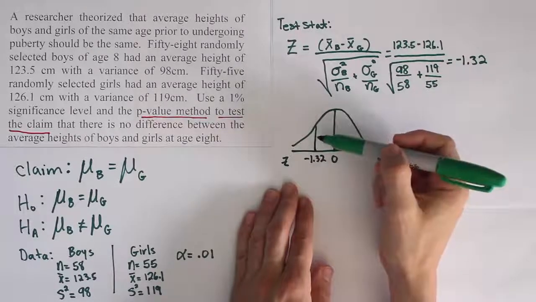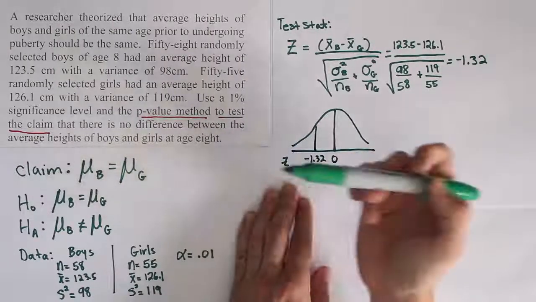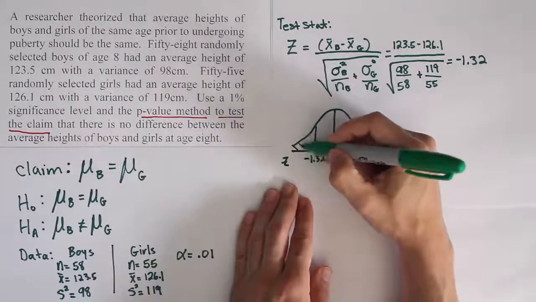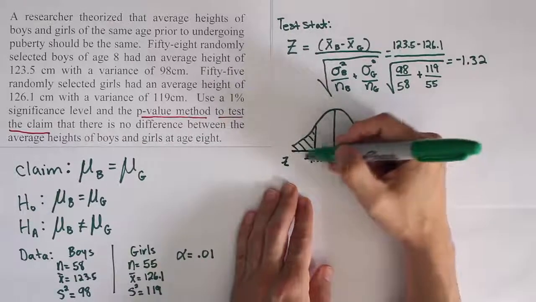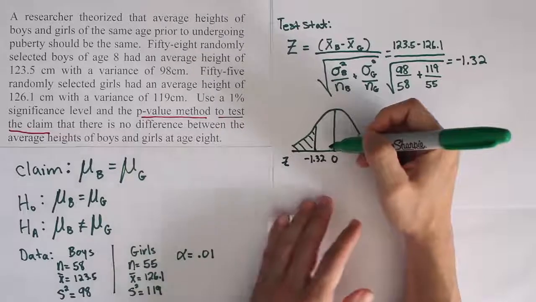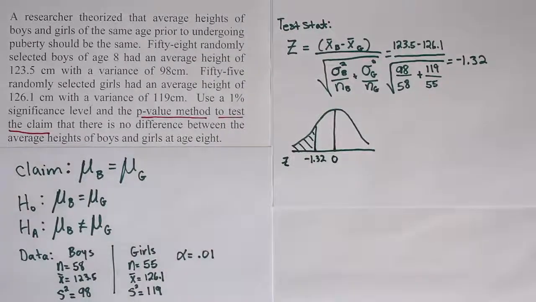Then I look at the type of test that I'm dealing with. If it's a two-tailed test, the rule for the p-value is you find the tail area beyond the test statistic, and you double it because it's two tails. So I'm going to look up this area, and then double it afterwards. Let's go to our table and look up 1.32 on our z-table and see what area we get for that value.